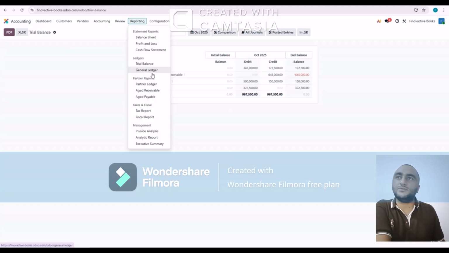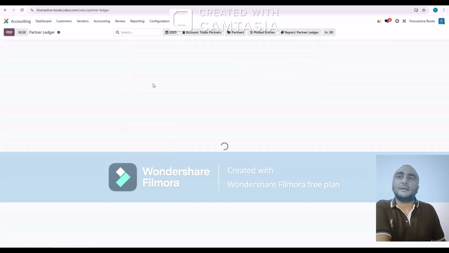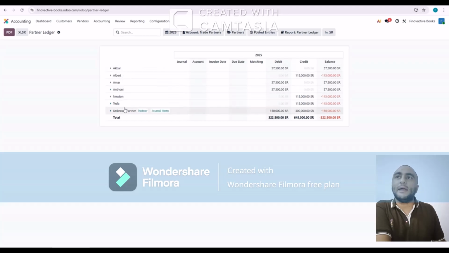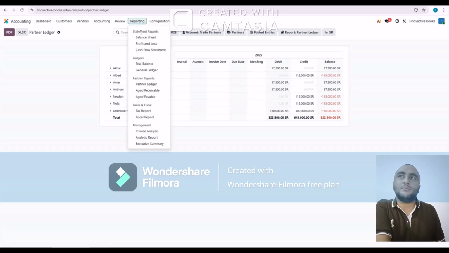How the trial balance works, as you know, the general ledger and partner ledger are important. Like if we have 6 partners, we have Amar, Akbar, Anthony, Newton, Tesla and Albert. So all the partner ledgers will be showing here, how much we have to pay this partner or how much this partner has to pay us will be showing here in the balance. So you can send these partners a reminder that you have not paid us. If you want to reconcile with a partner account, you can download the partner journals from here, the partner ledger from here.